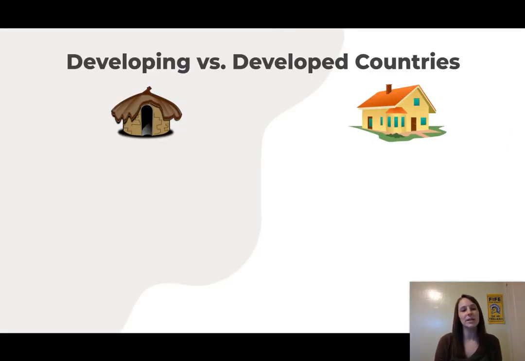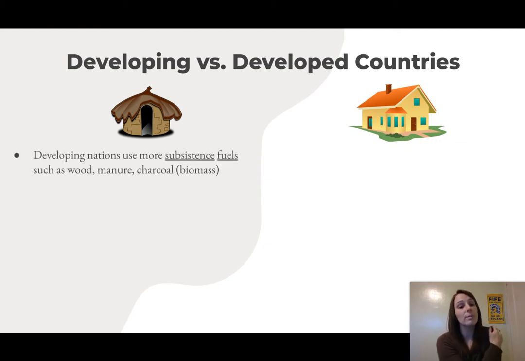So we're going to first start by talking about developing versus developed countries and the typical air pollutants that we get in these different types of countries. So starting out, a reminder that developing nations use more subsistence fuels, such as wood, manure, charcoal, just biomass that are going to be burned for heating and for cooking.